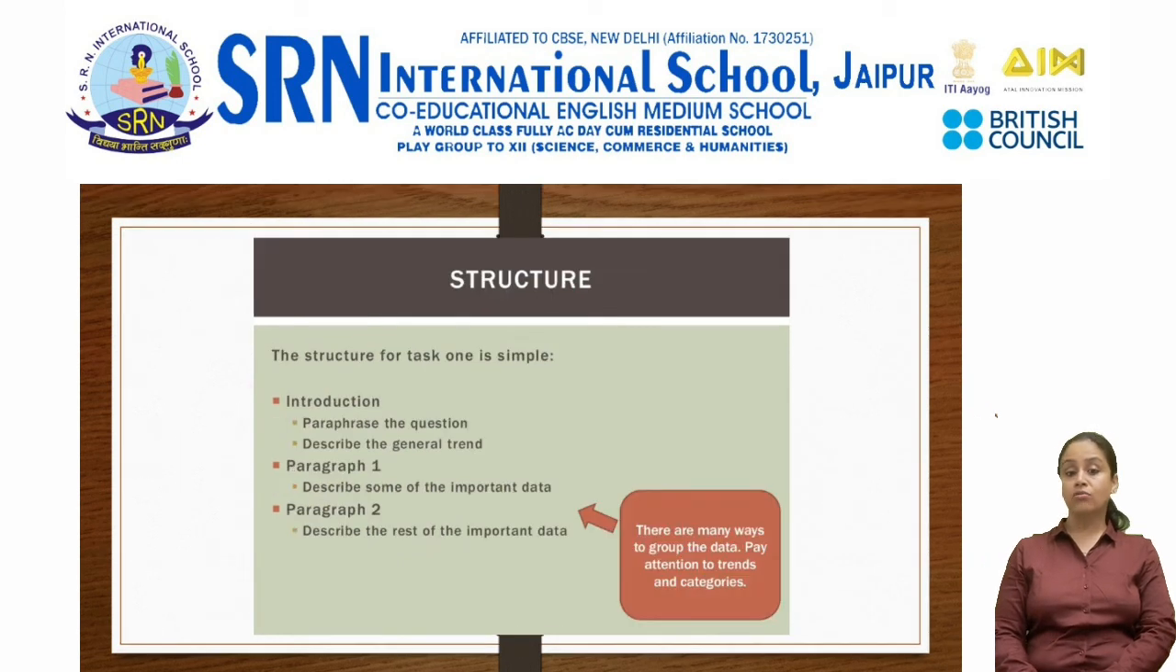Now talking about the structure of task 1, which is very simple. So first is your introduction paragraph. That means in this particular area, you're paraphrasing the question and describing the general trend. Paragraph 1 would be where you're describing some of the important data, and paragraph 2 where you're describing the rest of the important details. Now there are many ways to group the data. Pay attention to trends and categories in your question.